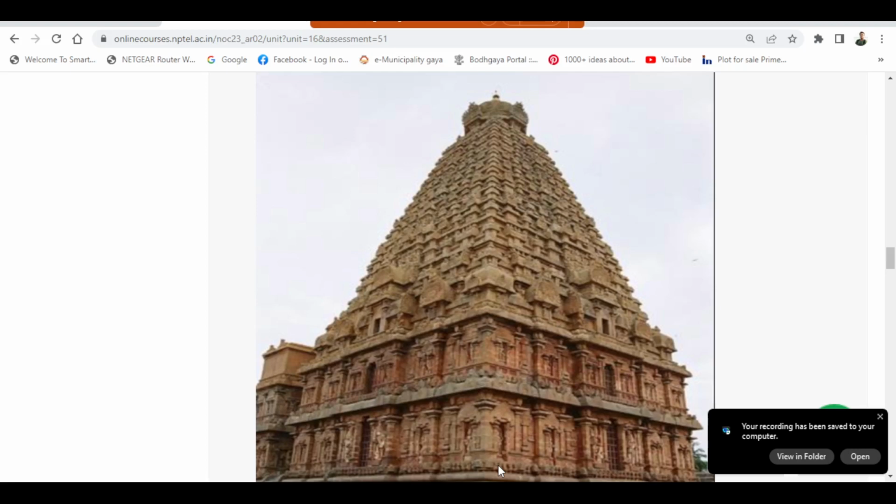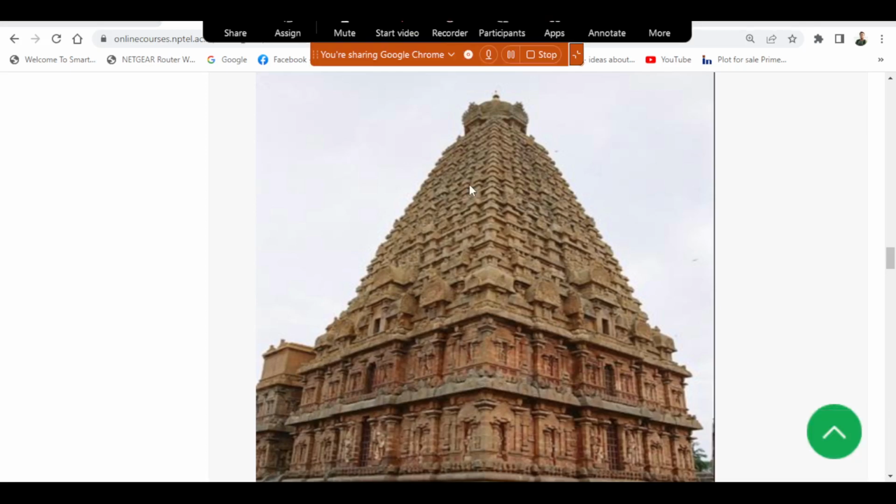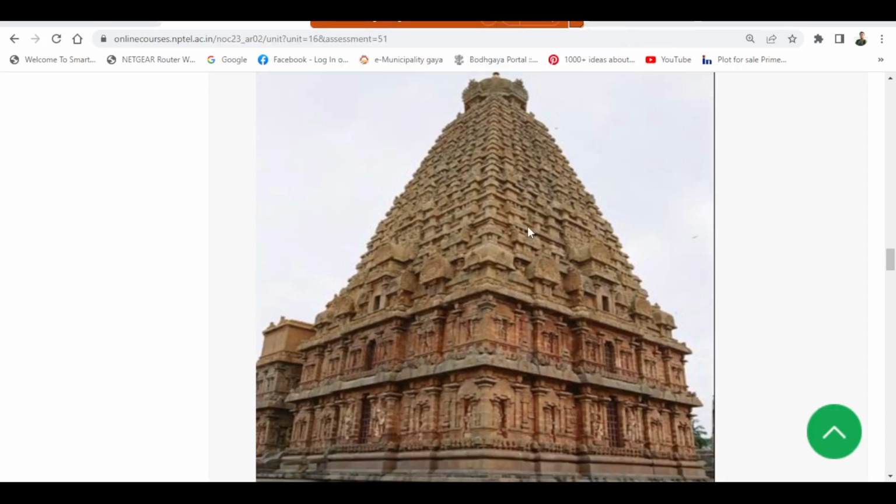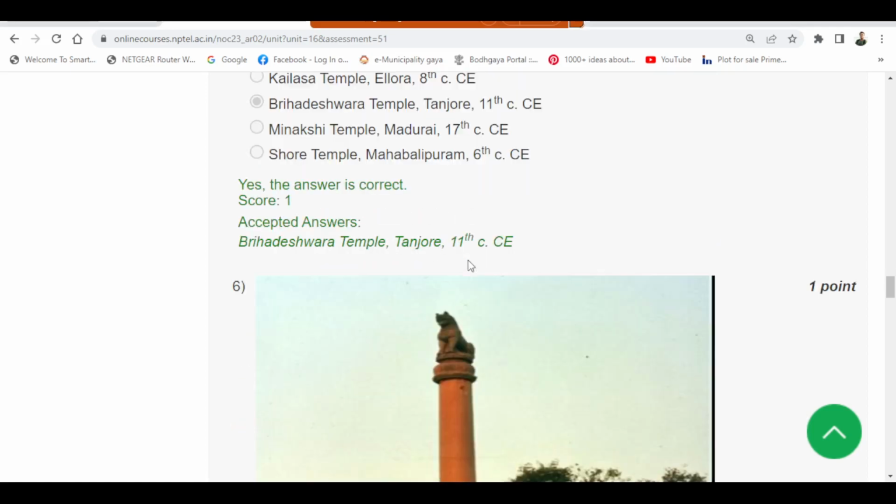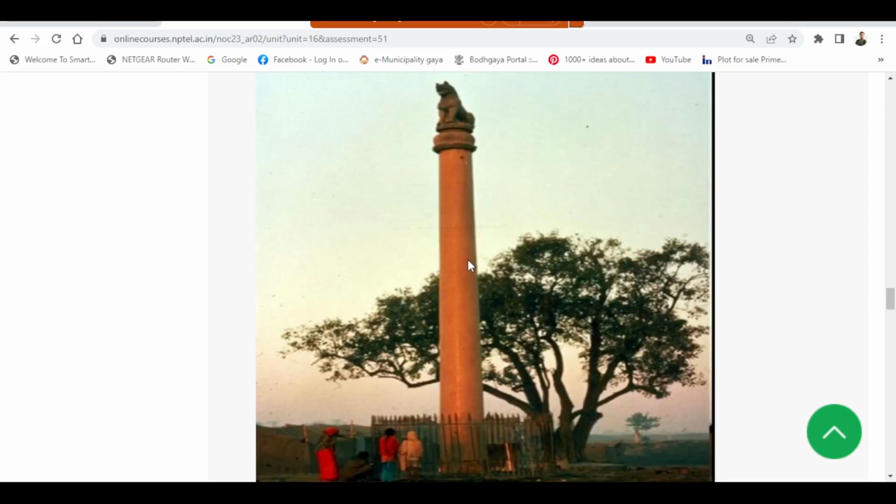Okay, which temple structure is this? We have the options. So it is the Kailasa temple. Oh, sorry, Brihadeshwar temple of Tanjore. What about this pillar? Maybe this is an Ashokan column. Okay, so this is the column at Lauria Nandangarh in Bihar, dating back to the 3rd century BCE.